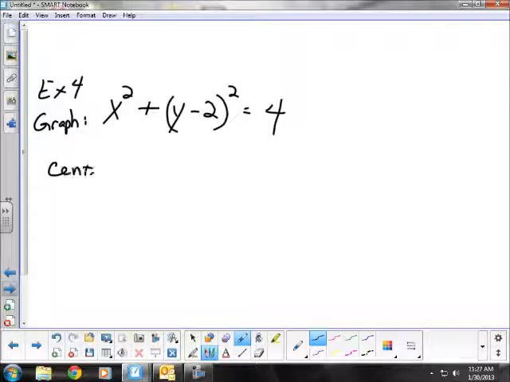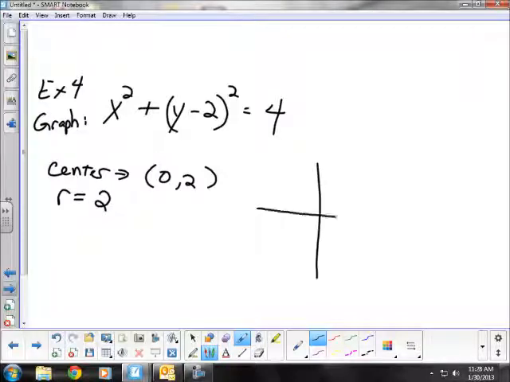Find the center and the radius. And if I know those two things, I can draw this, right? What is the center? Zero, 2. That's exactly right. If I don't have anything subtracted from x, then it's 0, right? And the radius is 2. Okay, so I'm going to go to this point 0, 2. And then I'm going to go up 2, down 2, left 2, and right 2. And then we're going to draw it in using nice smooth curves. Okay?